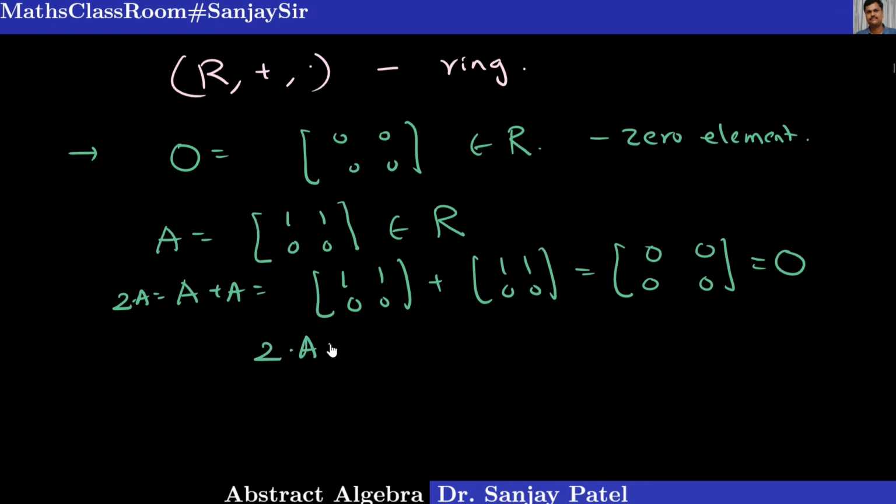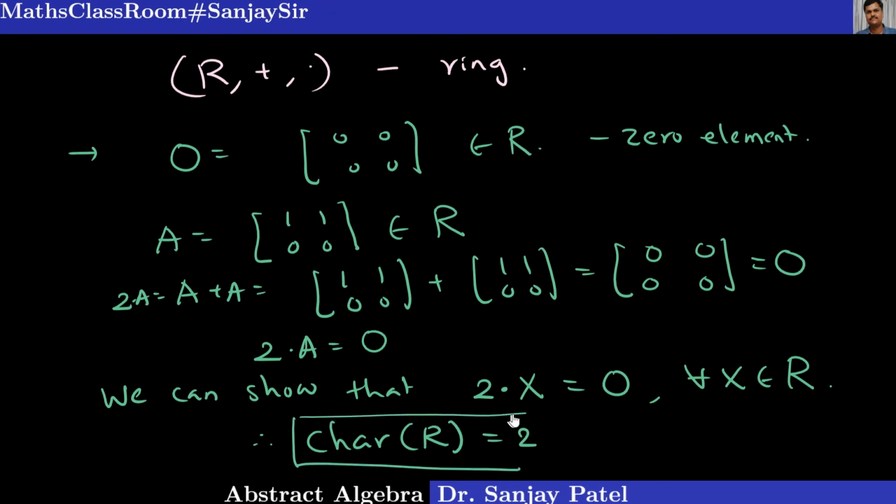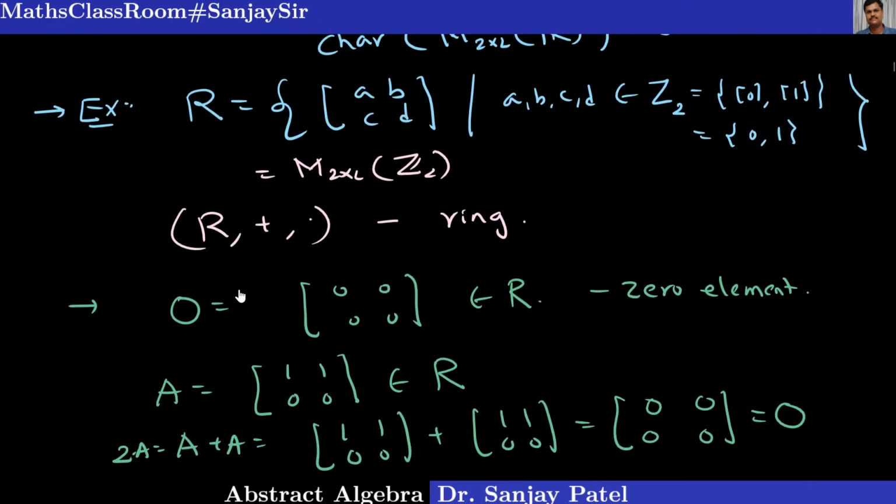And not only for this particular matrix are we getting 2 into A equal to 0, but we can verify that 2 into X equal to 0 for every matrix X in the ring R. So I can say the characteristic of this special ring is 2. So this is another interesting example.